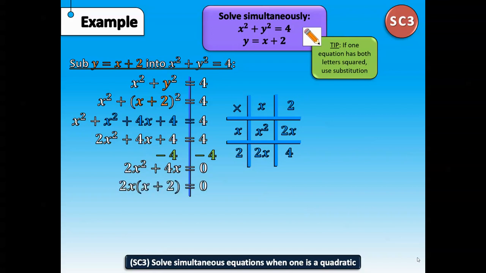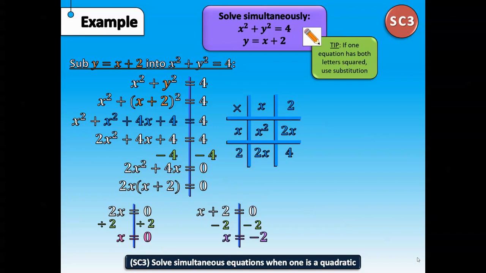I can then factorise it with 2x on the outside, which means 2x equals 0 or x plus 2 equals 0. So if 2x equals 0, x will equal 0. And if x plus 2 equals 0, x will equal minus 2.